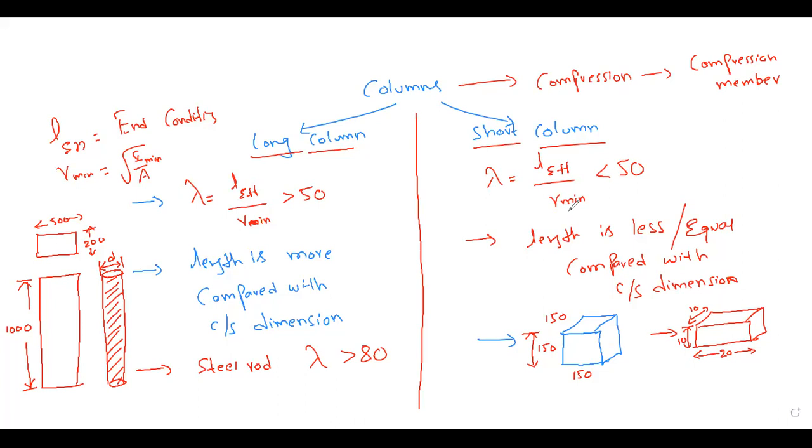Long columns and short columns can be differentiated in two ways: one, with respect to the slenderness ratio, or with respect to its height, that is, length with the other dimension. So we can decide in these two ways. Understand? Now let's see how long columns are going to fail and how short columns are going to fail. After differentiating them, we have to know how they fail. Let's see that.